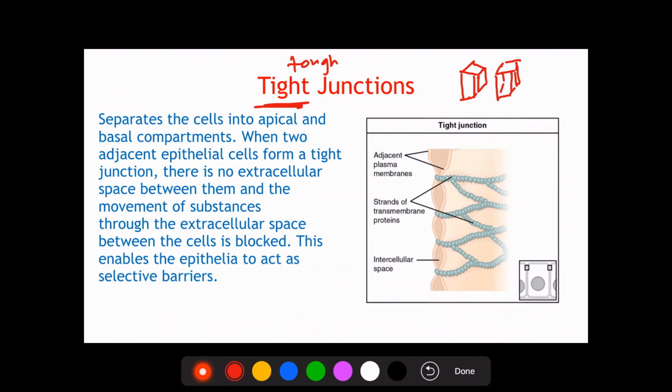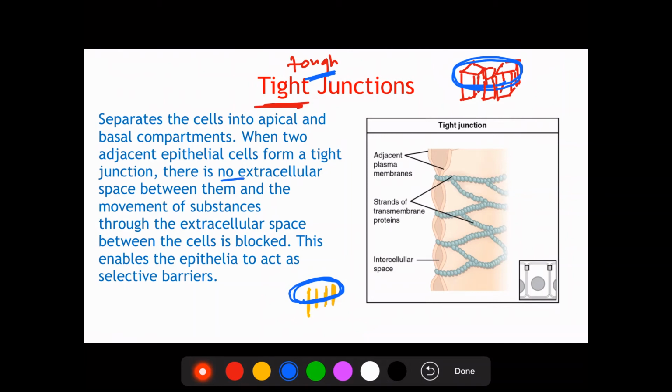I know my drawing. Okay, so these would come and wrap around both cells. They should be closer to each other, so I'm going to draw a third cell here. Think of them like a group of sticks, and you want to have a tape around them. So this is the tight junction. It provides a very tough connection between the cells. It's so tough that it won't allow any substances between the cells.